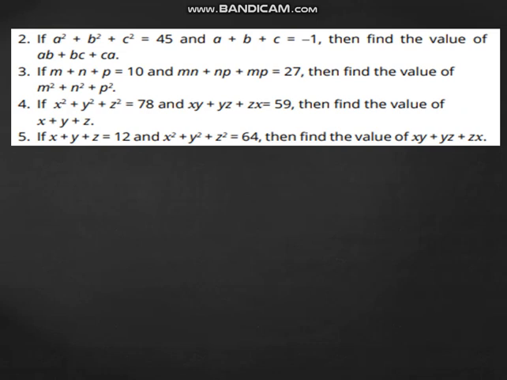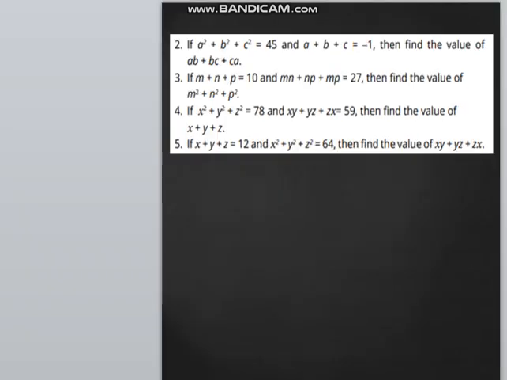Okay, so here we are. Let's look at question number 2 here. If a squared plus b squared plus c squared is 45 and a plus b plus c is minus 1, then find the value of ab plus bc plus ca. Let me just get some extra space because I think we're going to need some.